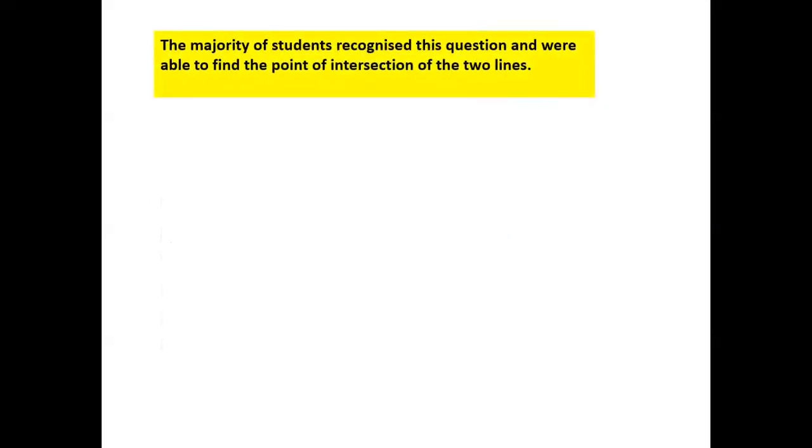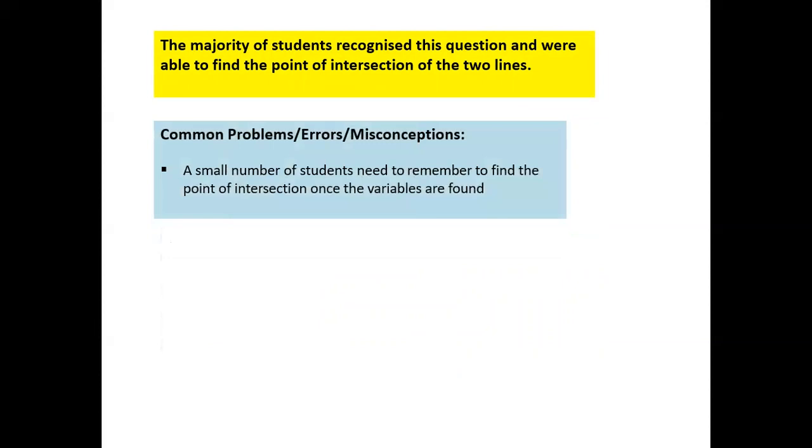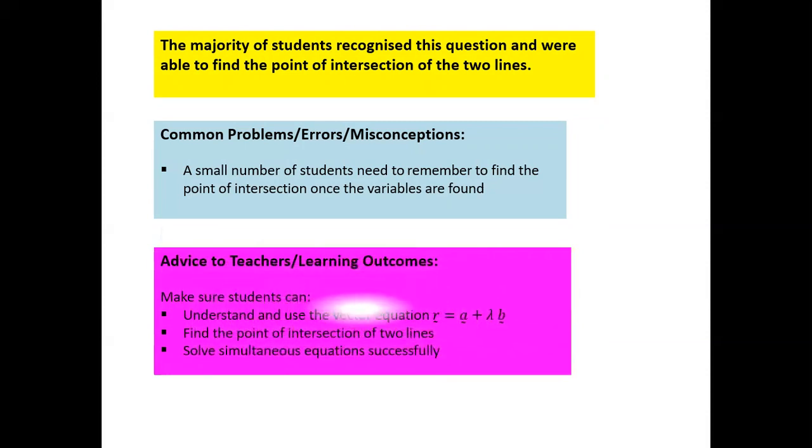The majority of students recognized this question and were able to find the point of intersection of the two lines, and there's no problem with that. It's just a small number of students who need to remember to find the point of intersection, as I said, once the variables are found. The advice for this particular question is to make sure that students understand and use vector equations. The other thing is how to find the point of intersection of two lines and be able to solve the equations simultaneously and successfully, so that they don't make mistakes.